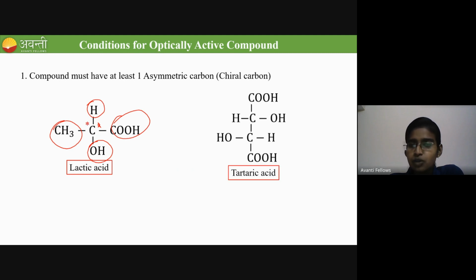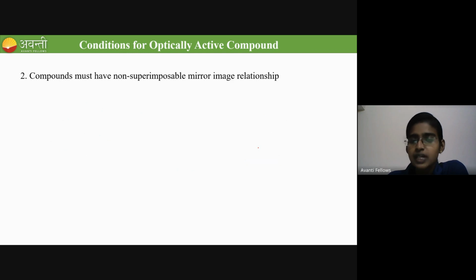And you can see one more compound, tartaric acid. So how many chiral centers are in this compound? Can anyone tell me the number of chiral carbons present here in tartaric acid? Three? No, there are only 2. These 2 are the chiral carbons. These 2 cannot be chiral carbons because they have C double bond OOH, right? So we have only 2 chiral carbons, and the compound is optically active.